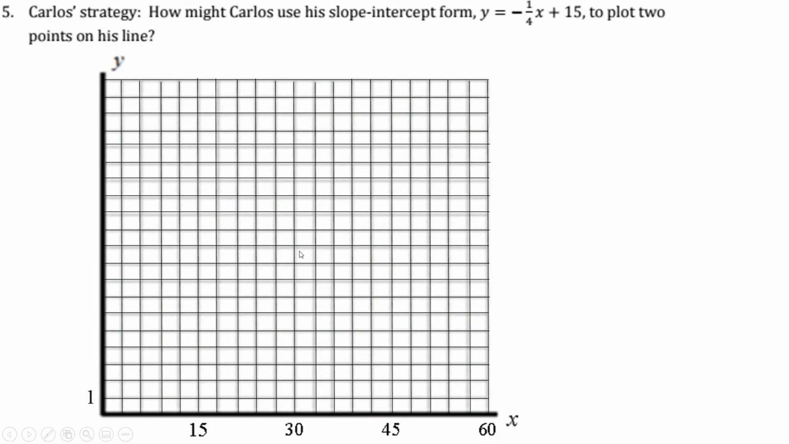Number 5, Carlos's strategy. How might Carlos use his slope-intercept form, y equals negative 1/4 x plus 15, to plot 2 points on his line? Slope-intercept. This is the beauty of slope-intercept. That's y equals mx plus b, where we will clearly be able to see the slope and the y-intercept. The slope is m, the y-intercept is b.